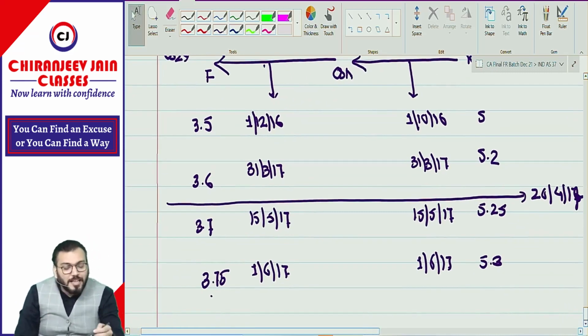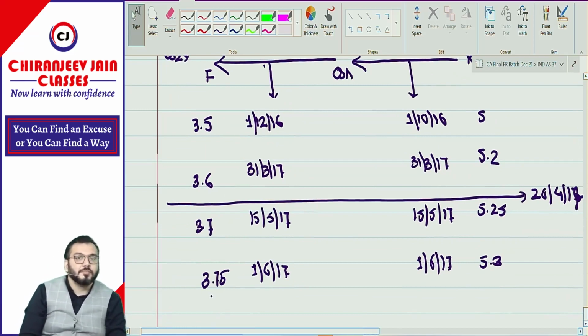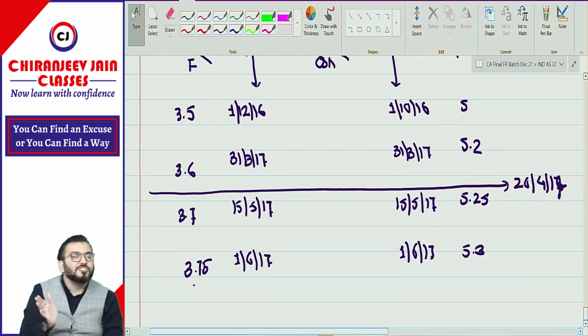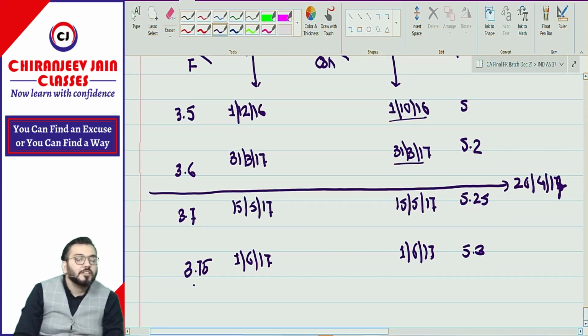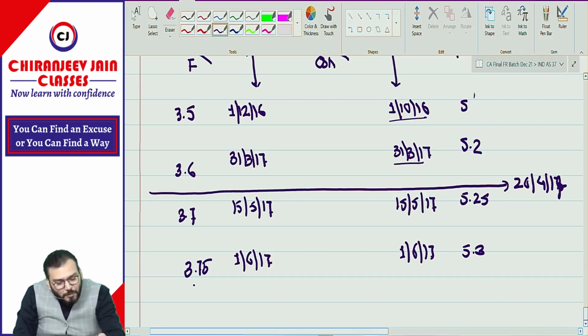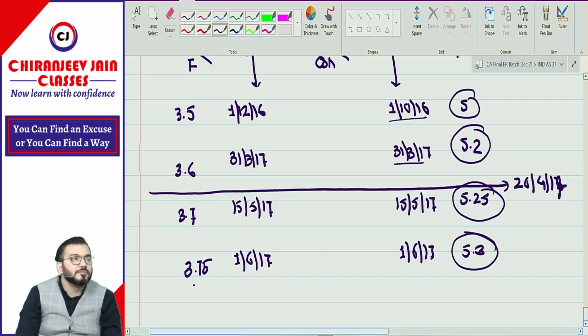But what will be the amount of provision? What will be the amount of provision? Provision we create on which date? On 1st April or on 31st March? So what will be the amount of provision? Whether it will be 5 or 5.2 or 5.25 or 5.3?